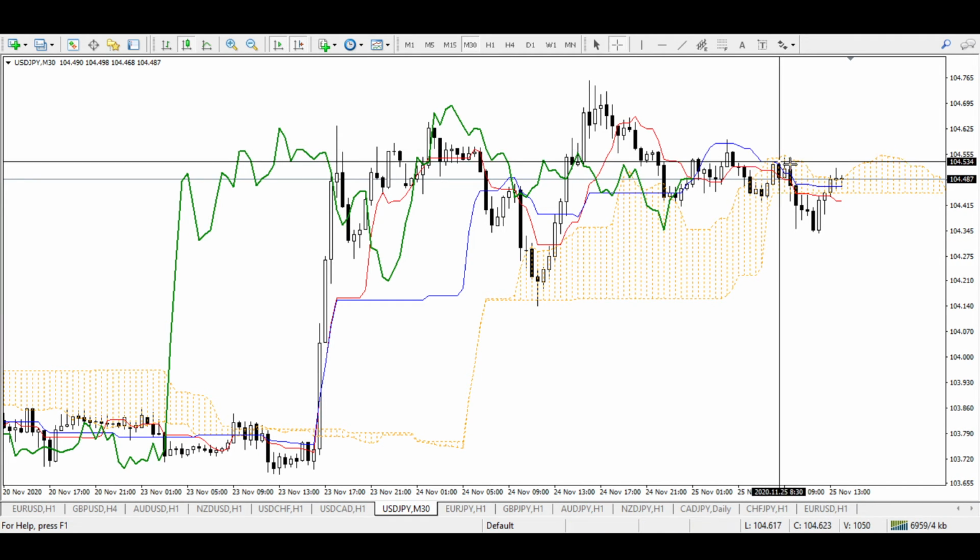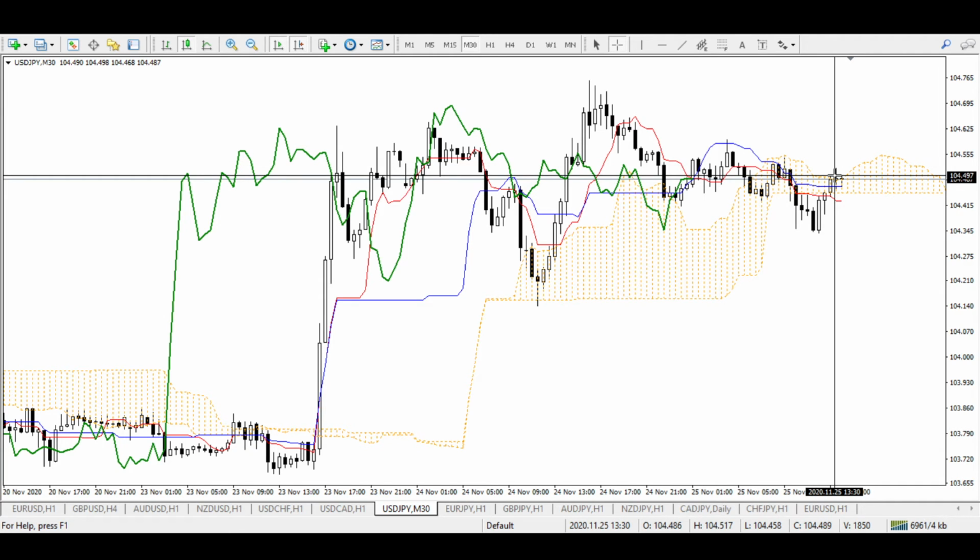So I took my buy position something around here, 104.497, or roughly you can say 104.50. There are so many other factors in Ichimoku. For example, if you look at this bold green line, that is also a significant indicator. If price crosses above this green line, that signals a beginning of a new upswing.